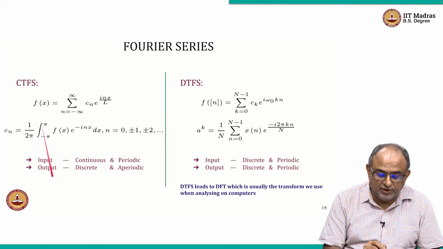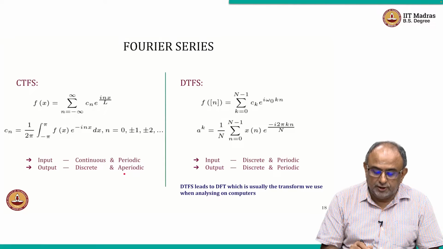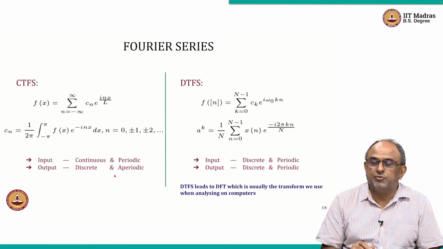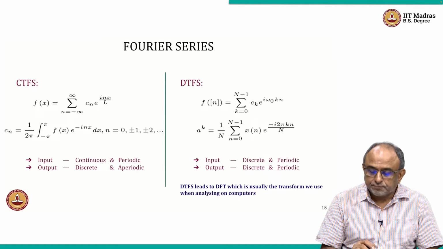And so the C of n will turn out to be discrete, and it will be aperiodic. So that is the basic idea of continuous time Fourier series. In previous courses, when you did signals and systems and Fourier analysis, you would have first dealt with the Fourier series of continuous time periodic signals.